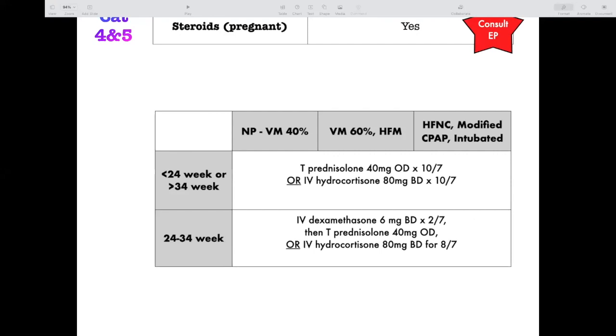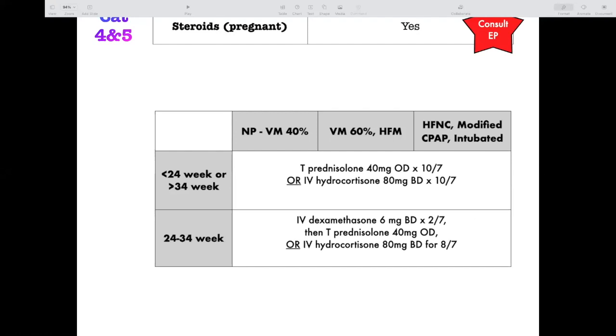For steroid, usage in pregnant mother actually depends on the weeks of pregnancy. If the patient is pregnant less than 34 weeks or more than 34 weeks, we need to start Methylprednisolone of 40 mg OD or IV hydrocort of 80 mg BD for a total duration of 10 days.